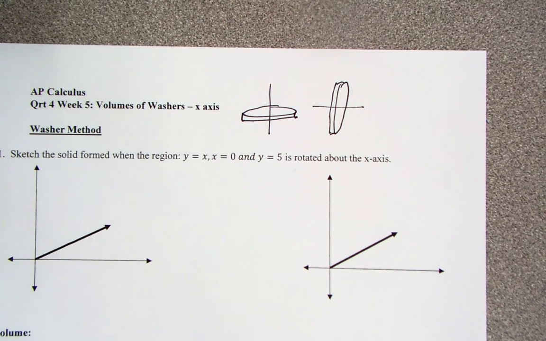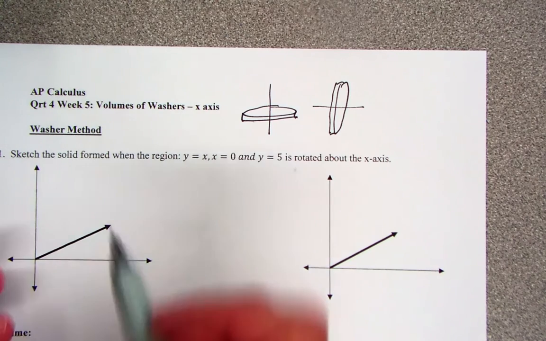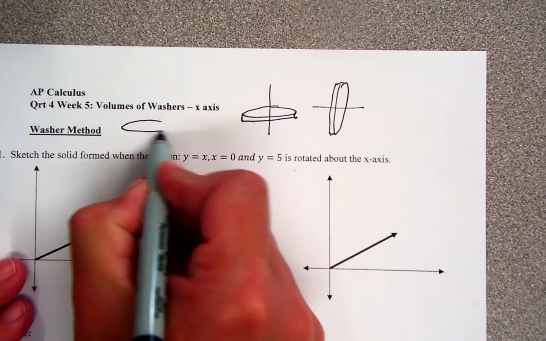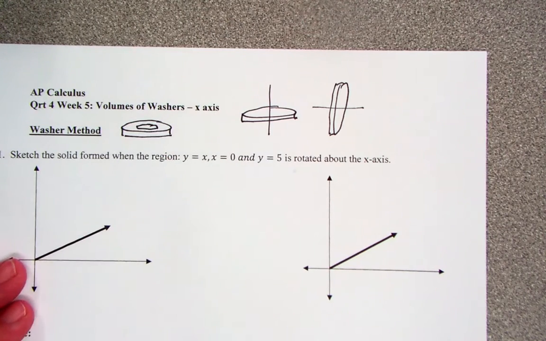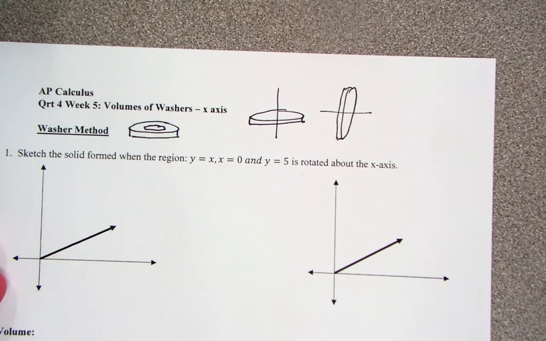So we're going to do the same thing here, but we call this a washer method. So why would we call it a washer method? Well, if you think about a washer, like you might have in your garage, it actually has a hole in the center. And so I'm going to treat it like a disc, but I'm going to subtract out the hole. So let's first get a picture.